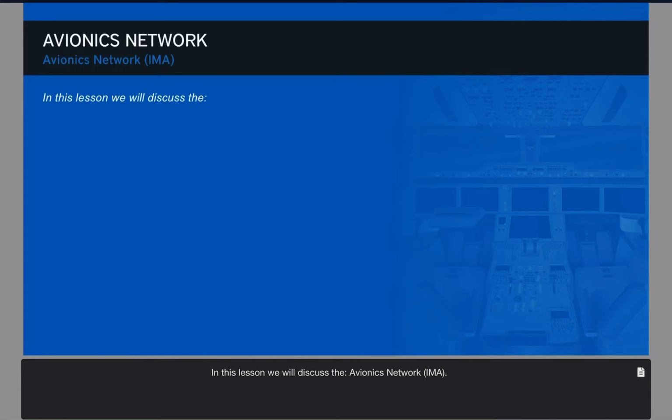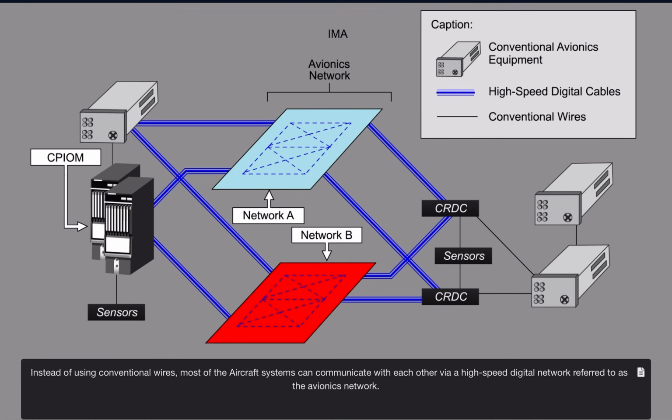In this lesson, we will discuss the avionics network, IMA. Instead of using conventional wires, most of the aircraft systems can communicate with each other via a high-speed digital network referred to as the avionics network. There are two independent, identical, and redundant avionics networks.